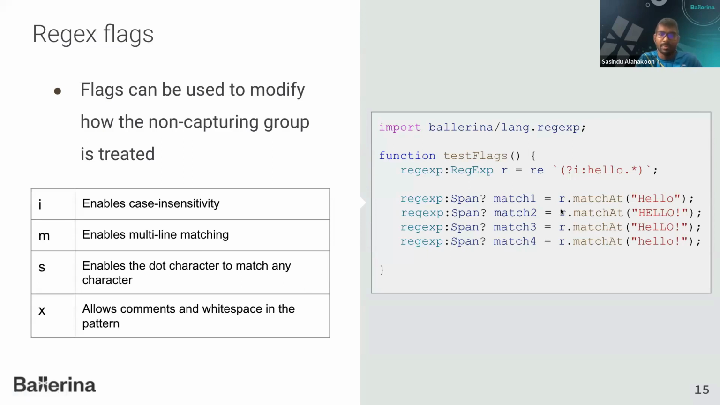In this example, this non-capturing group uses the flag I. So it makes this regex case insensitive. So it will match the word hello regardless of its case. So this regex will match all of these hello words.